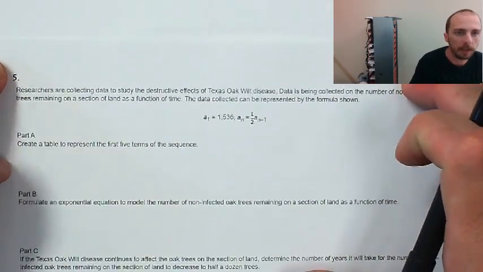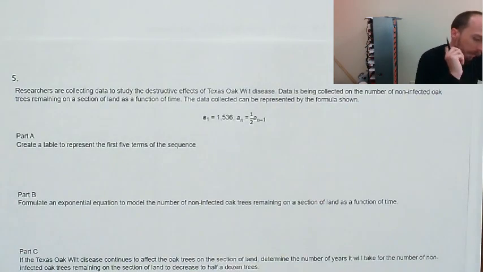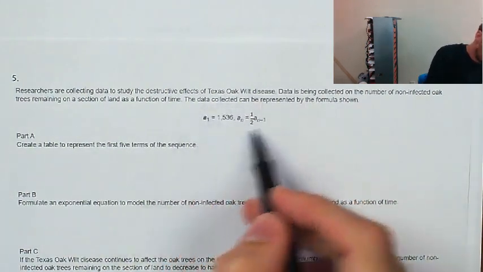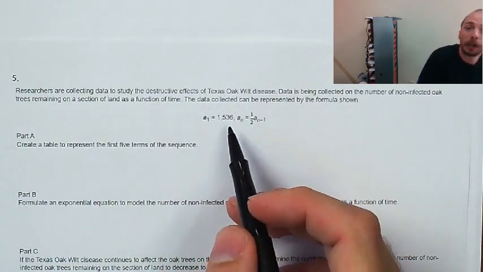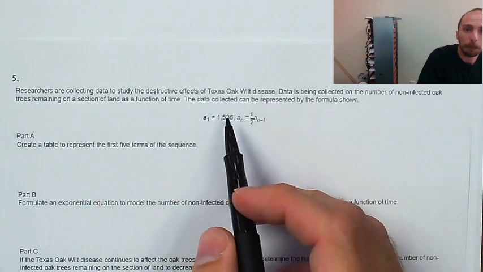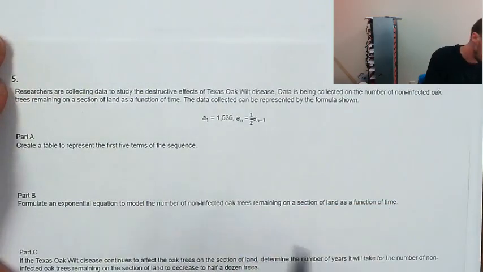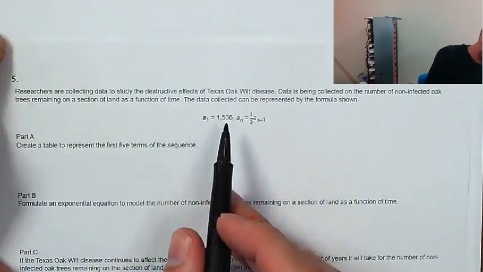All right, number 5. Researchers are collecting data to study the destructive effects of Texas oak wilt disease. Data is being collected on the number of non-infected oak trees remaining on a section of land as a function of time. We've got this recursive formula. Unless something really good is going to happen with arithmetic, if we keep dividing in half, I might need a calculator eventually. So the first 5 terms of the sequence.